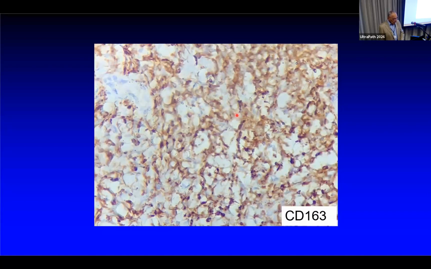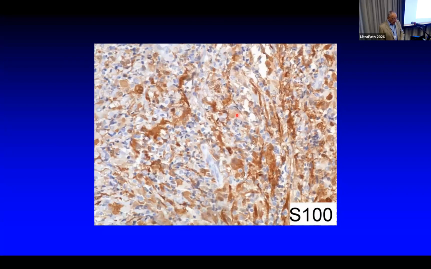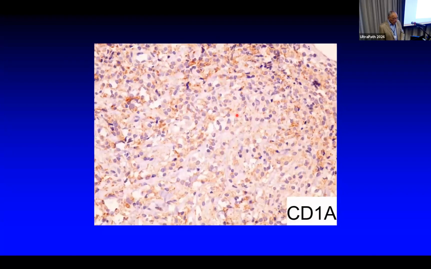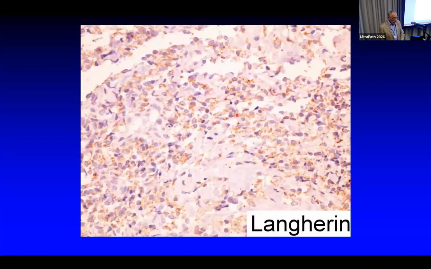For CD163, S100, CD1a was positive, Langerin, and Ki67. So this is a Langerhans sarcoma.